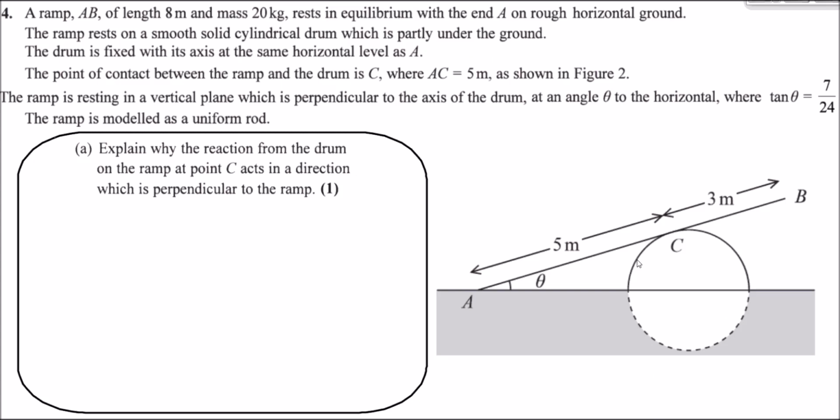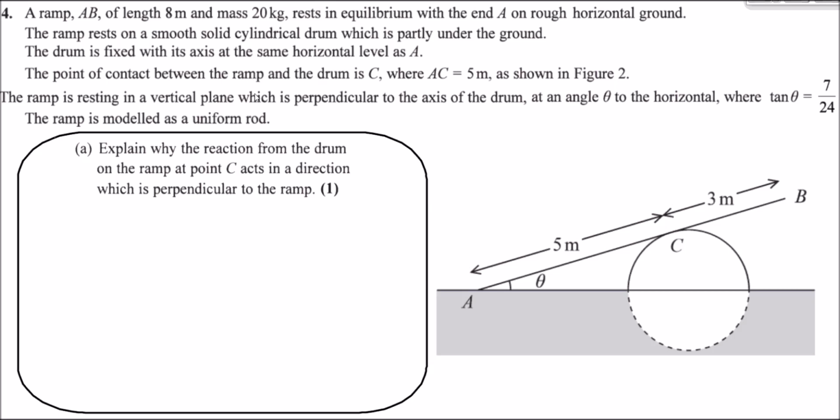In question 4, we have a ramp AB, which has a length 8 meters and mass 20 kilograms. So we're told it's resting in equilibrium with the end A on rough horizontal ground. So this is a clue. There's going to be some friction at A. The ramp rests on a smooth, solid cylindrical drum, which is partly under the ground. So it's semicircular above the ground and semicircular below. And the drum is fixed with its axis at the same horizontal level as A. So all that's saying is we can consider this as like a 2D problem.